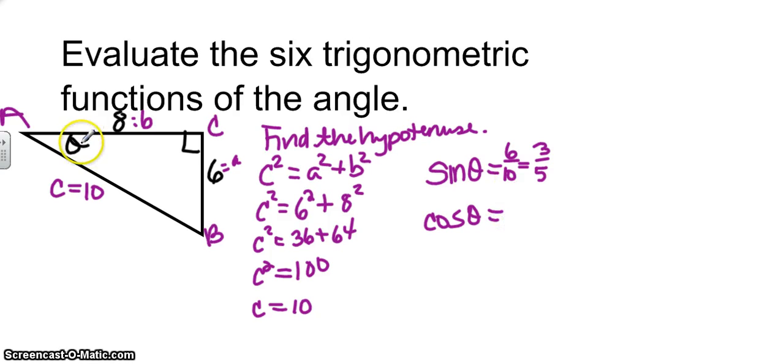The cosine of theta is adjacent, so that would be this side 8. It makes up part of the angle, so 8 over the hypotenuse 10. And once again, I want to reduce this. The tangent of theta is going to be the opposite side over the adjacent side, so 6 over 8. And when I reduce that, I get 3 over 4.